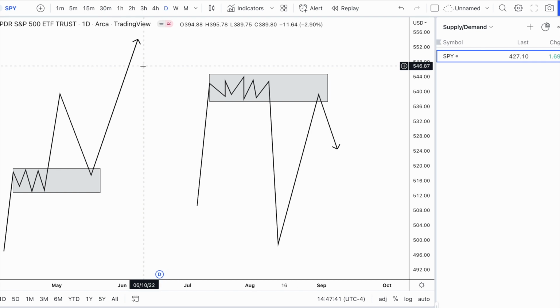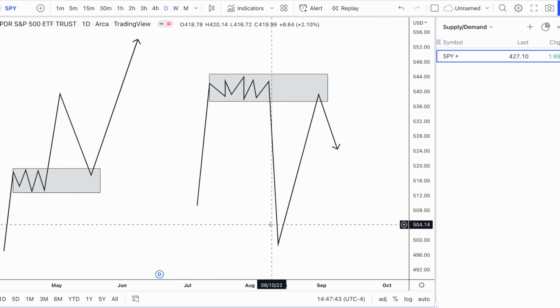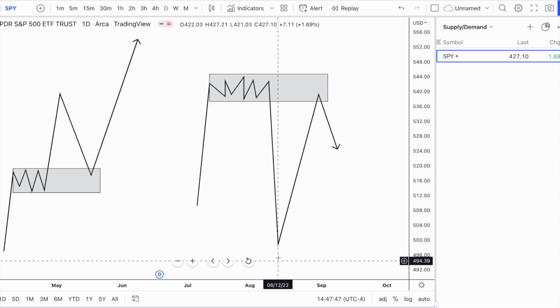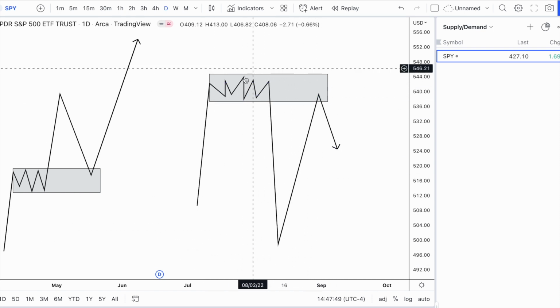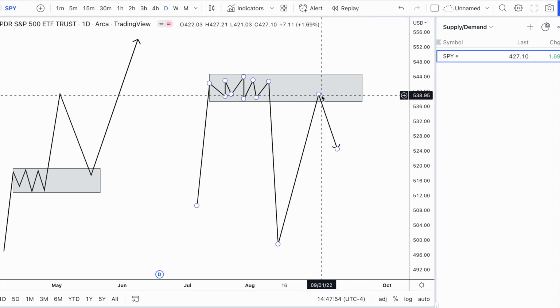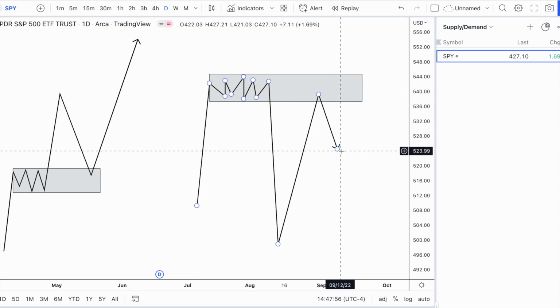Going back here, we have a rally, base, drop. So again, price rallies, bases, and then drops. And then we would expect to move back to that supply zone, this consolidation. We'd expect more shorts to get in and price to move lower.